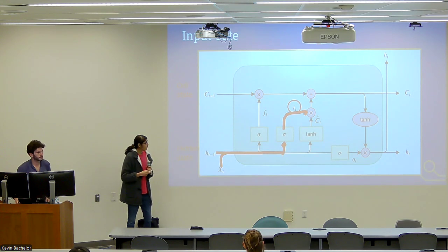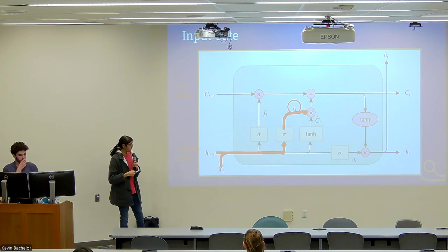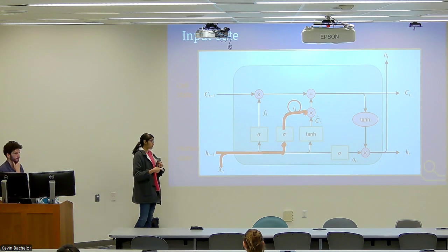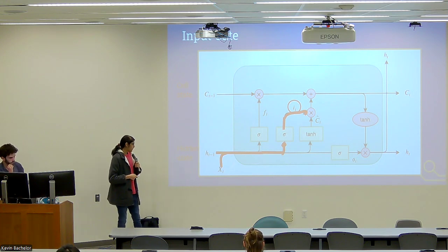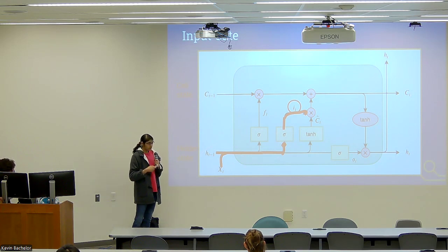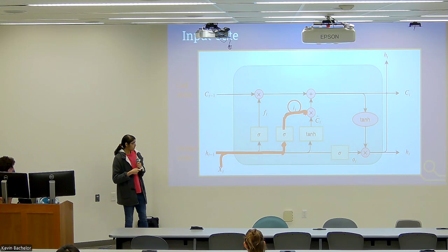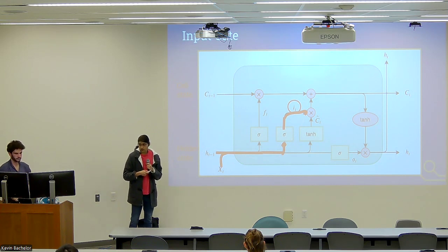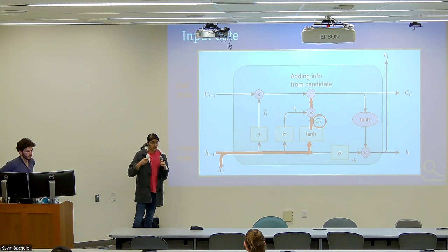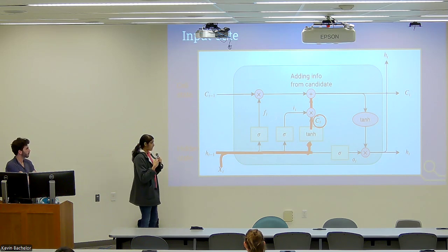Okay, so that was the forget gate. Now moving on to the input gate. The process is the same as how we got the forget gate. We took the input word, multiplied it by some weight, and then the hidden state, multiplied that by some weight, and added those two together through a sigmoid, and then we get the vector for the input gate. This gate tells us how we want to add information.